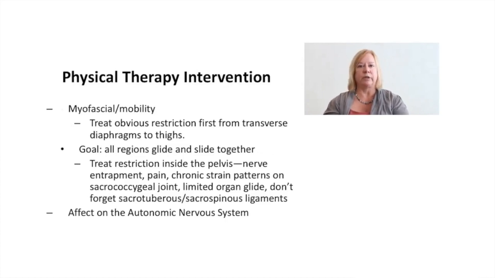We want to treat the obvious restriction first, as I said before, and move from the transverse diaphragms all the way up and then down to the thighs. So we want to think about where we can get the best bang for our buck that's going to give us the most rotation within the system. And that's going to be really working the myofascial mobility of the transverse diaphragms. We want everything to slide and glide together. And then we can go inside and maybe treat any restrictions that we may find inside the pelvis, or how can we have an effect on the entire autonomic system by just getting big, nice rocking movements going in the whole body.